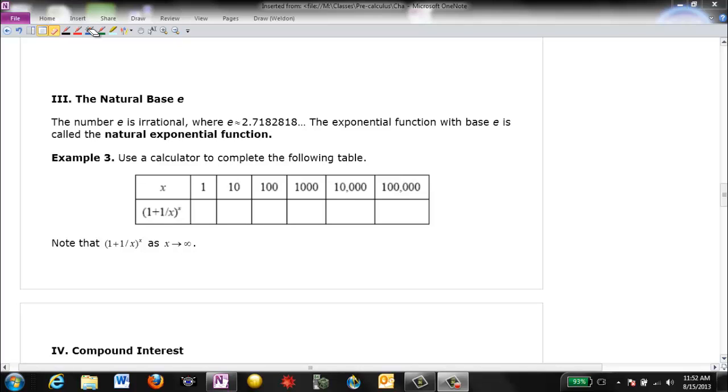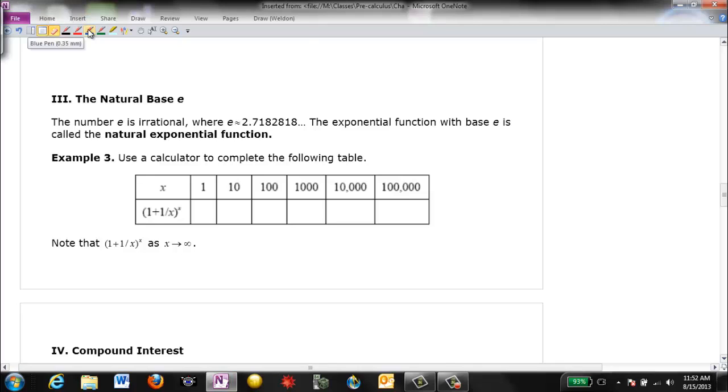All right. Welcome back to your second lesson in the flipped classroom. Today we're going to be talking about something called the natural base E. E is a very famous number, right up there with pi and the complex number i. E is an irrational constant.